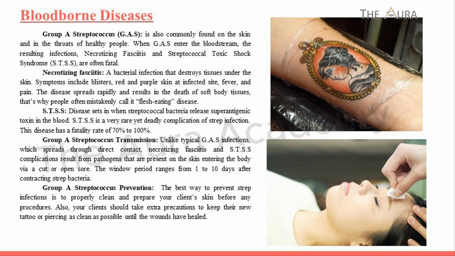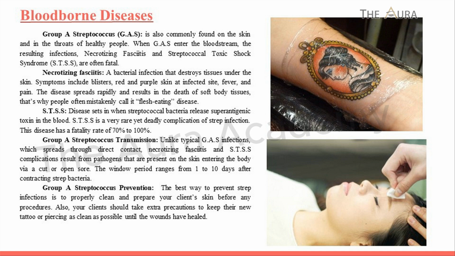Group A Streptococcus (GAS) is also commonly found on the skin and in the throats of healthy people. When GAS enter the bloodstream, the resulting infections, necrotizing fasciitis and streptococcal toxic shock syndrome (STSS), are often fatal. Necrotizing fasciitis is a bacterial infection that destroys tissues under the skin.